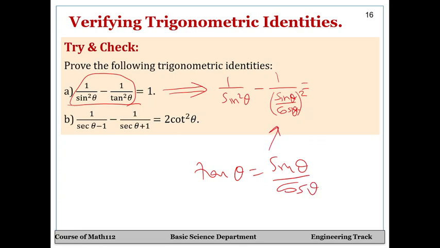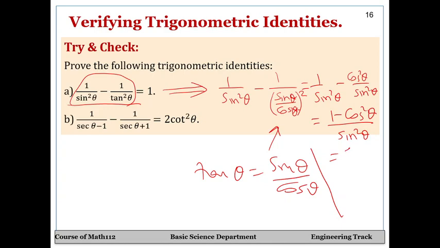And when you flip and take the square, you will have sine squared theta over sine squared theta, and sine squared theta is 1 minus cosine squared theta. And then sine squared theta over sine squared theta is equal to 1.